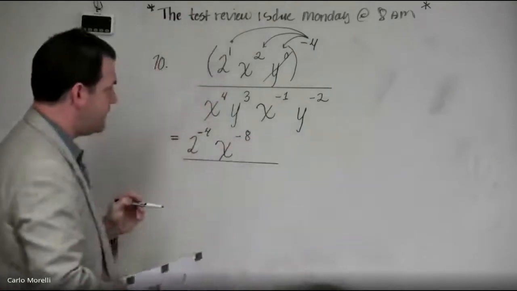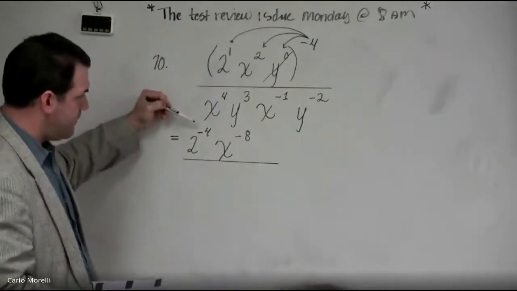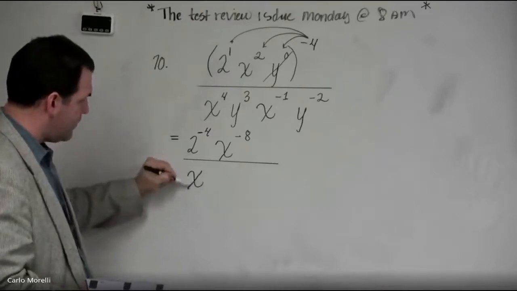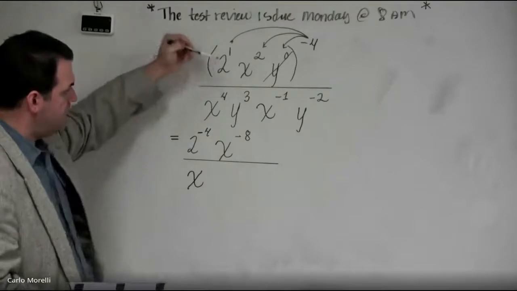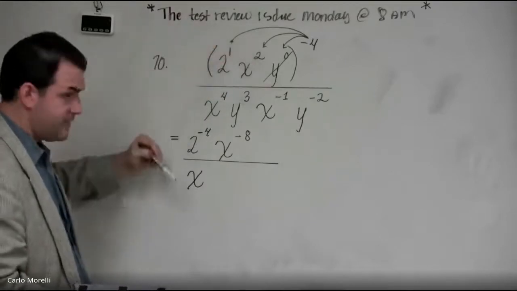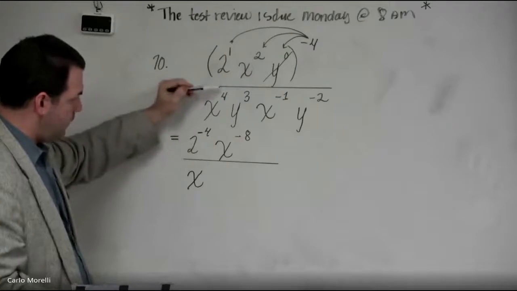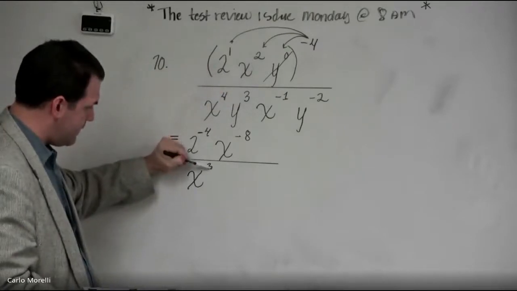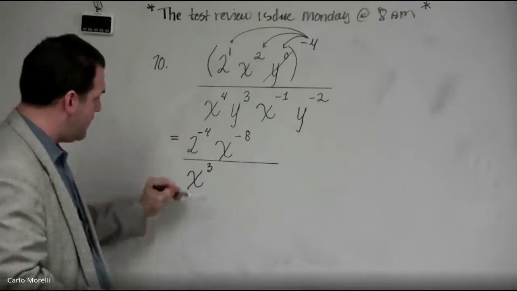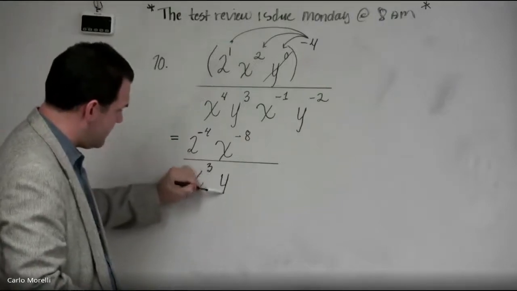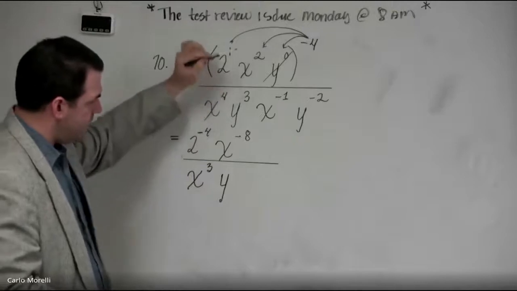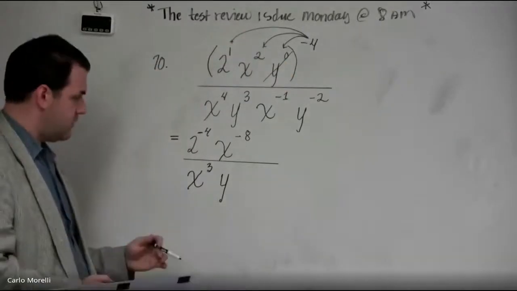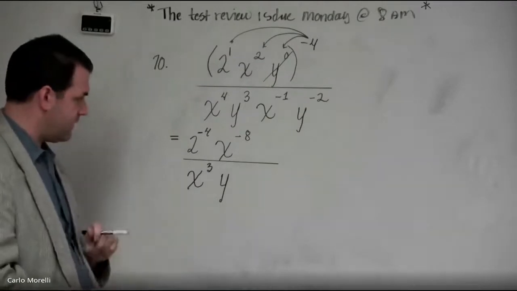So down in our denominator, I can apply the product rule for my x value. I've got x raised to the power of 4 plus negative 1. So that's 3. 4 minus 1 is 3. Or 4 plus negative 1 is 3. So x to the third power. And then y raised to the power of 3 plus negative 2, which just gives me 1. So y to the first can just be left as y.